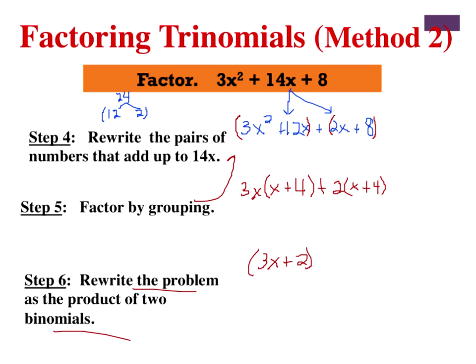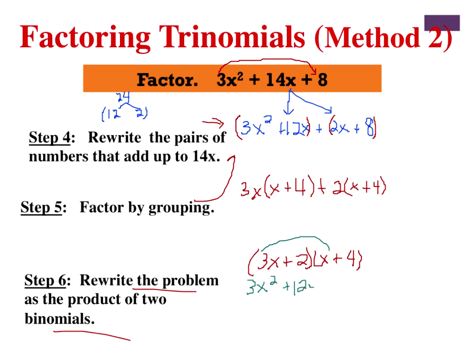Meaning that what I really have then is 3x plus 2 times x plus 4. So this method where we took the leading coefficient of 3, multiplied it by 8, our constant, and then rewrote the middle 2 terms is really effective because it's going to work every single time.